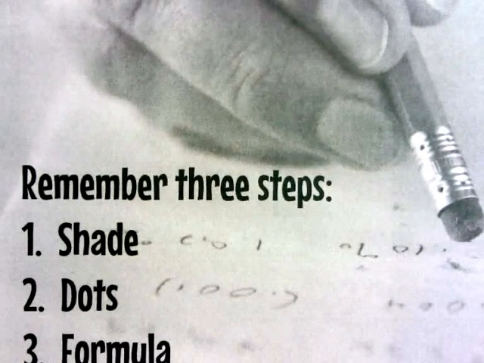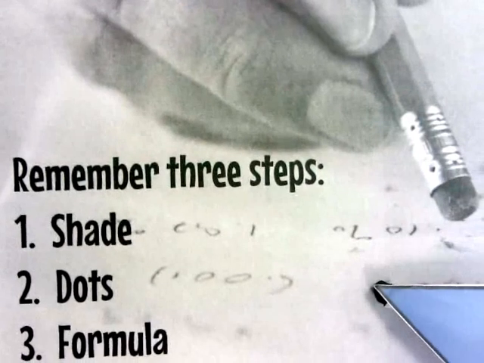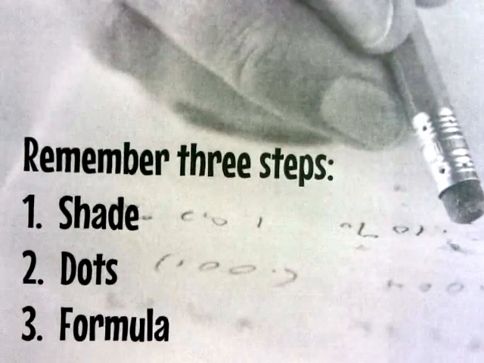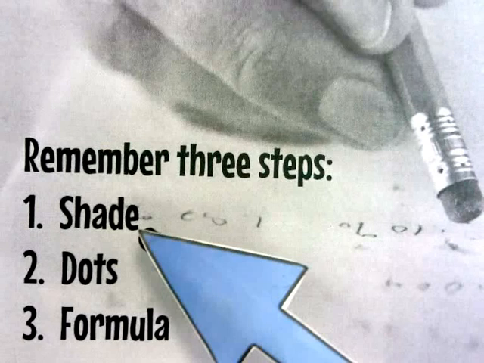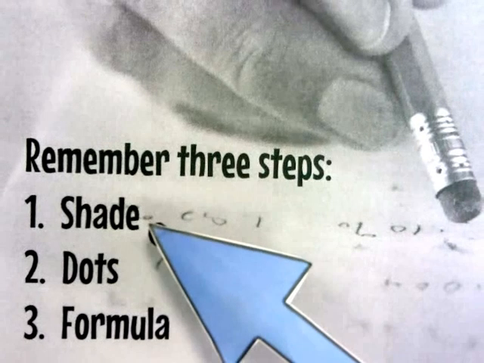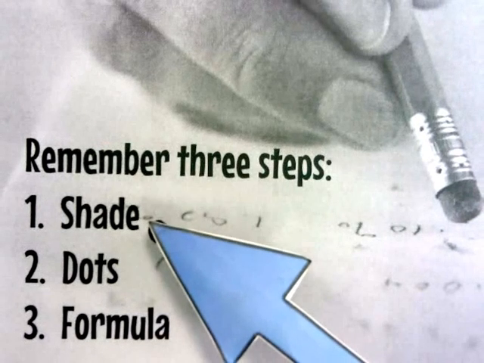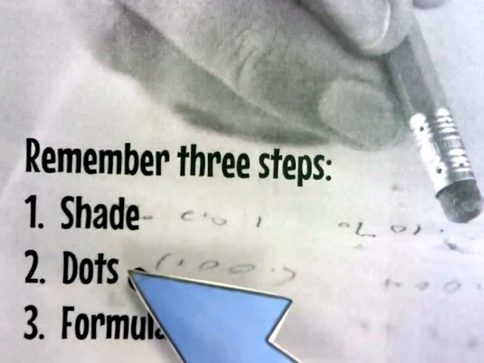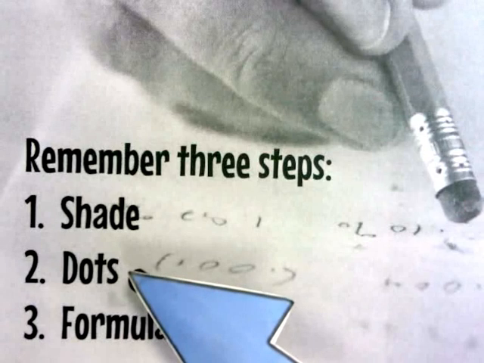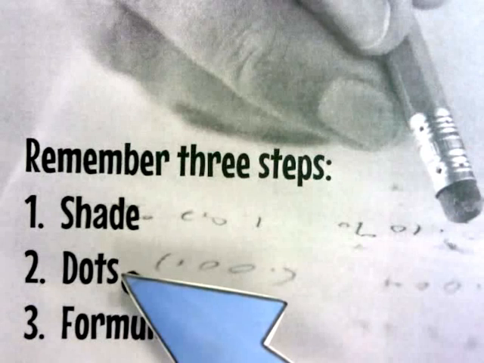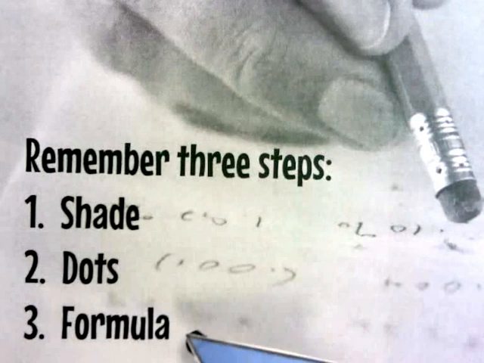First, you need to remember to shade. It's important to shade the base. If you can find the base, that's a really good beginning. Next, you need to show dots. Your dots show how you counted the length, the width, and the height. And then finally, you need to write the formula.